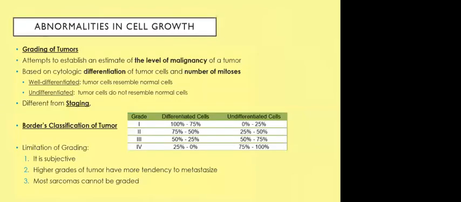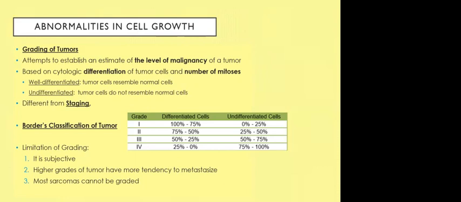Okay. For a malignant type of tumor, we grade our tumors for us to rule out if it is less malignant or if it is a severe type of cancer. The purpose of grading the tumor is to establish an estimate of the level of malignancy of a tumor. We are using the term differentiation.